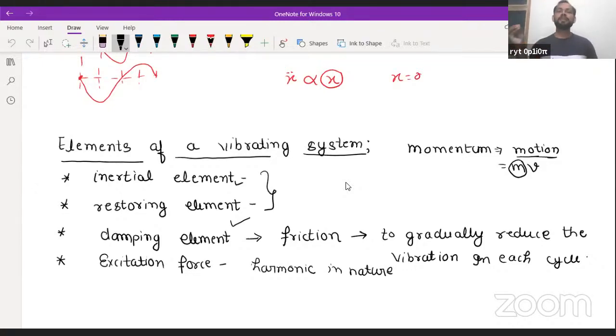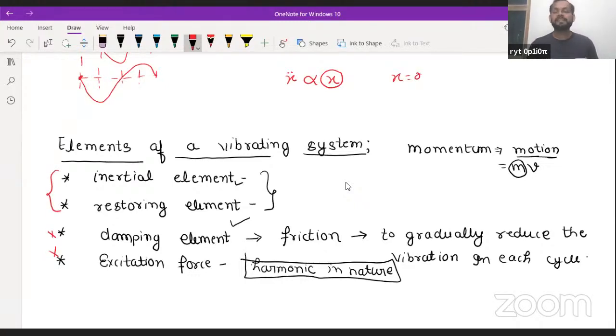So corresponding to that load, your system will show a static deflection, and the system will maintain that position only. Fine. So for the external excitation force, the system will vibrate only when the excitation force is harmonic in nature. But these two elements may or may not be inside the system. But in order to make a vibrational system, these two elements are a must. I hope it is clear to you.